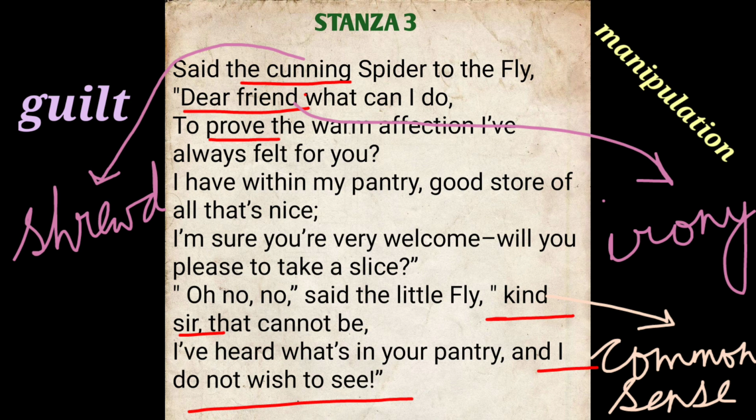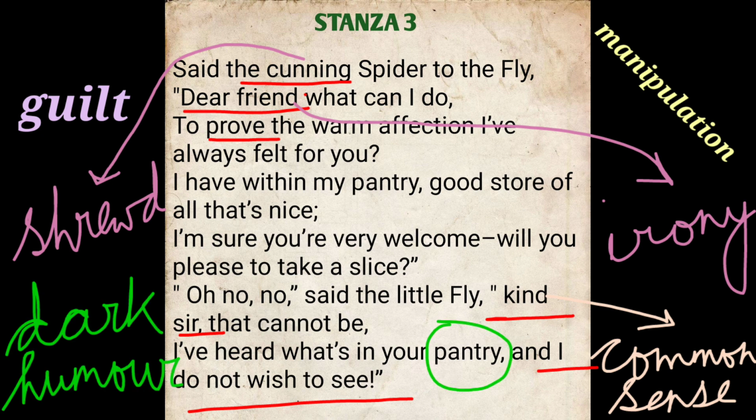Now this is an example of dark humor. The fly is aware of the fact that his pantry is full of the bones and the carcasses of his previous guests. Here she tactfully alludes that she already knows what's in the spider's pantry, his past victims, and therefore is not interested in knowing more. What will happen to the spider and the fly as we are heading towards the climax? And in that climactic moment, the fates of the natural predator and its prey will be revealed to the readers.